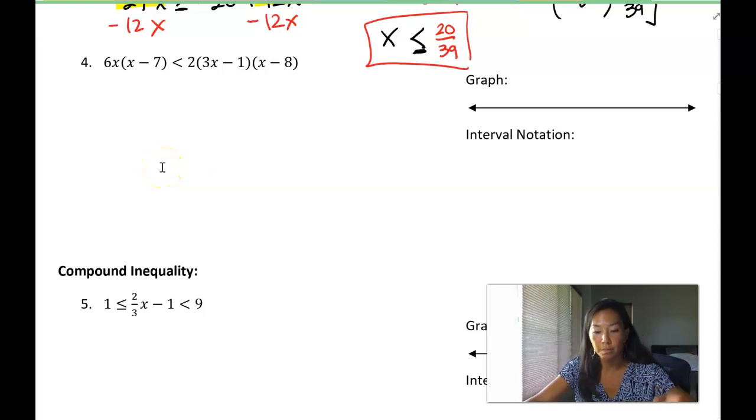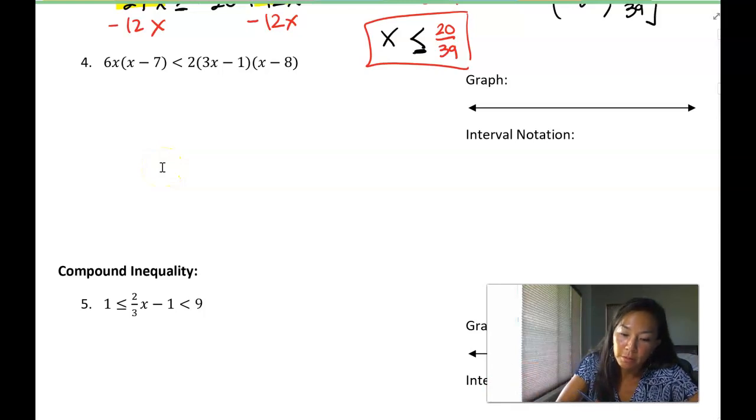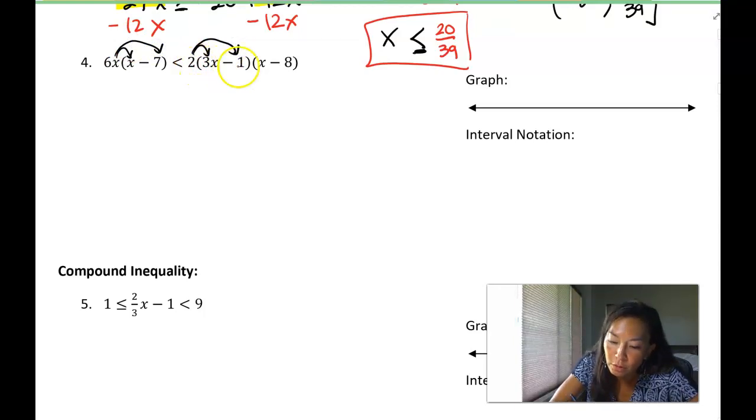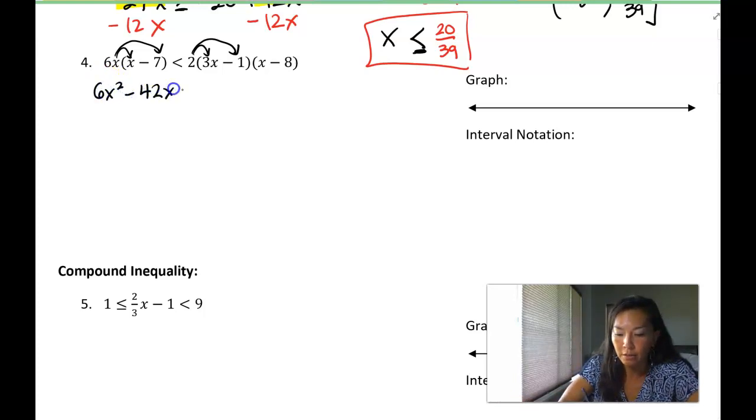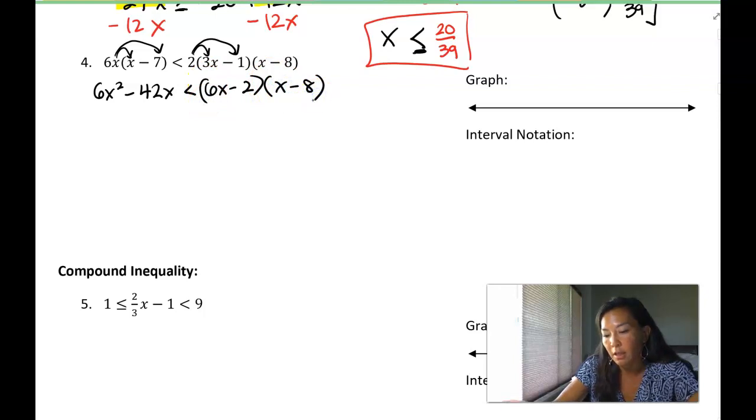Okay? So this problem in number 4 is a little bit harder because I have lots of things going on. You can distribute that 6 and the 6x and the 2. Now don't distribute the 2 to 2 sets of parentheses, just to 1. If you do it to both, then you're distributing a 4. Okay. So this is going to be 6x squared minus 42x. This is going to be 6x minus 2. Now that is still going to be multiplied to the x minus 8.